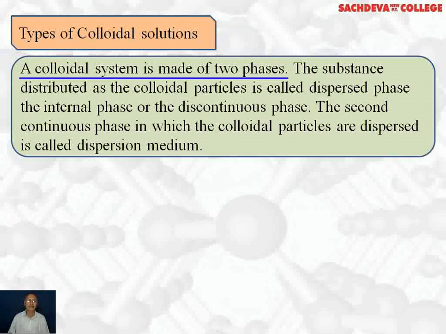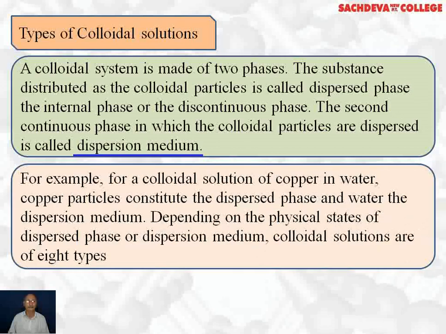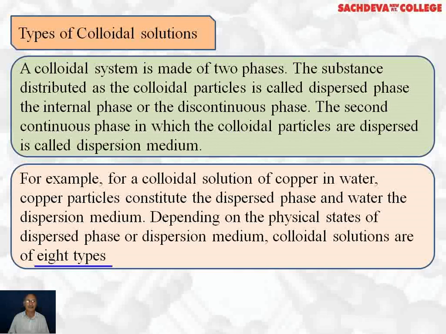Next, we are taking types of colloidal solution. A colloidal system is made up of two phases. The substance distributed as colloidal particles is called the dispersed phase, or the internal phase, or the discontinuous phase. The second, continuous phase in which colloidal particles are dispersed is called the dispersion medium. For example, for a colloidal solution of copper in water, copper particles constitute the dispersed phase and water the dispersion medium.